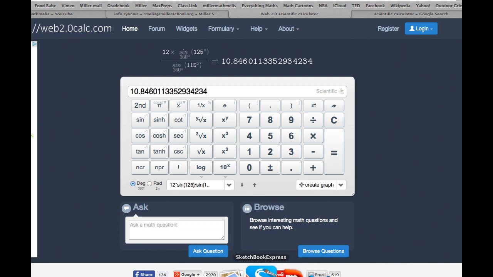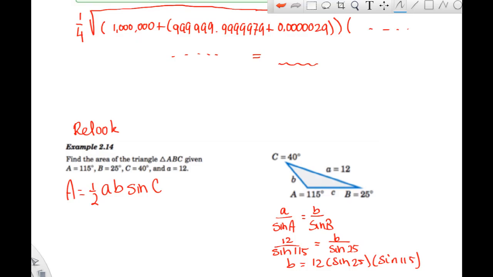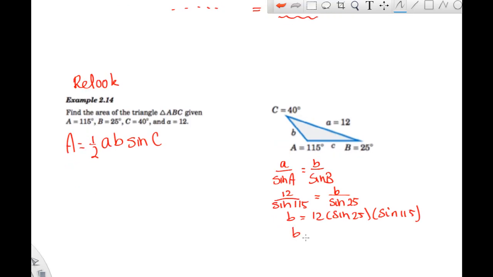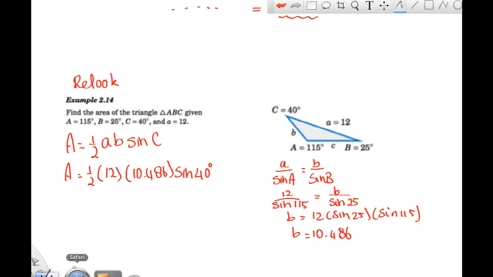So that's 10.846. Since I'm in the middle of my calculations here, I'm going to carry B as 10.846 with all the digits following. So when I fill in a half times 12 times 10.846 on a calculator, if I didn't have a good graphing calculator, and then times the sine of 40, I would get a good amount of accuracy. Please don't round this to 10.5. That's way too much rounding to be working with this. Depending on the type of problem, you can run into some serious issues there. So we'll see what that comes out as.